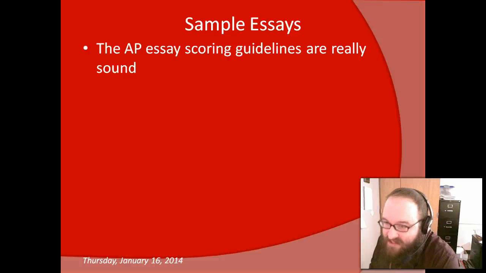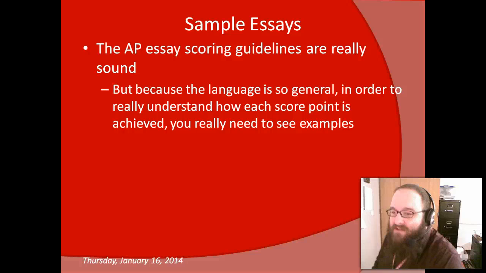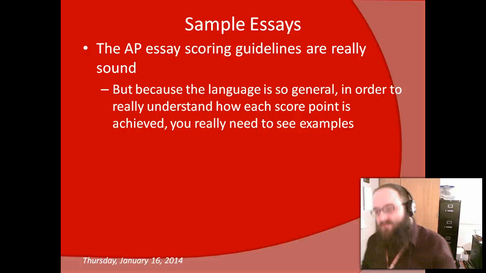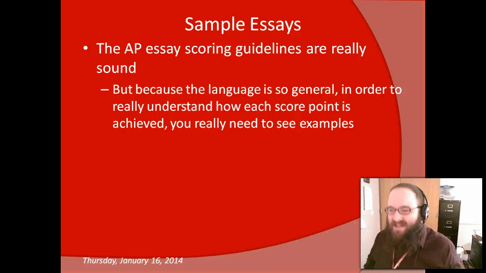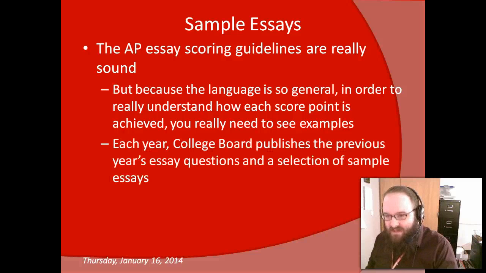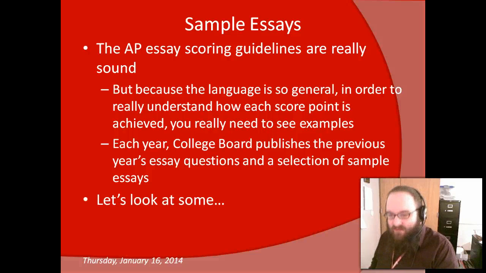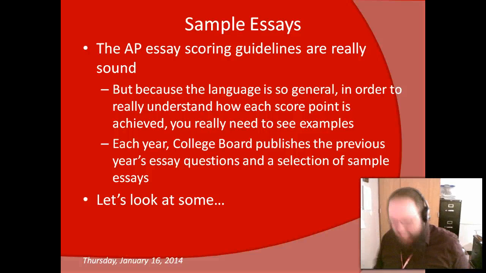The AP essay scoring guidelines are really sound. I really like them, mainly because I hate grading essays according to rubrics, and I'd much prefer holistic methods like this. But I also think they work every time. But because the language in these scoring guidelines is so general, in order to really understand how each score point is achieved, you really need to see examples of how students have responded first. Each year, College Board publishes the previous year's essay questions and a selection of sample essays for this very process. So let's look at some sample essays.